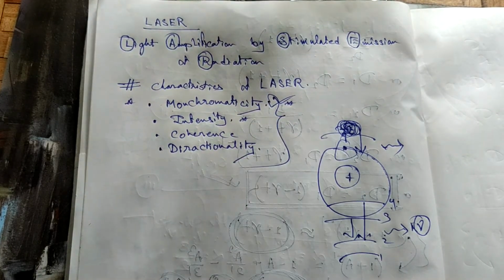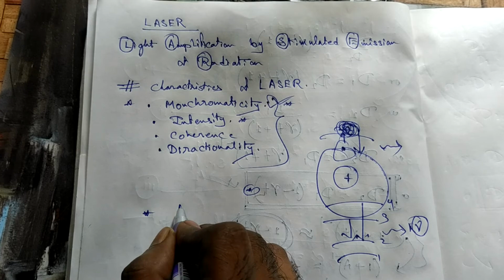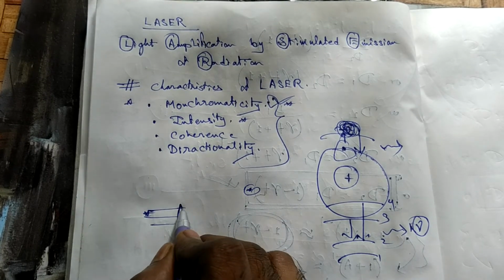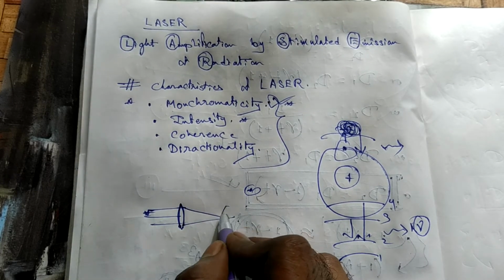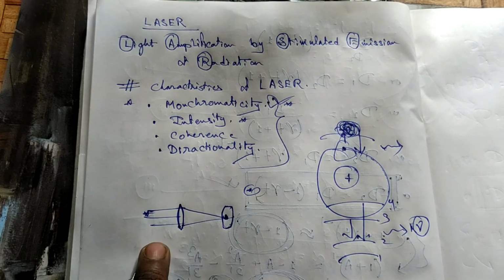The intensity: if you compare the laser beam with ordinary light, you can see that the intensity of the laser beam is much higher than the ordinary light. If you compare, the intensity of a 1 watt laser beam is much higher than a 10 watt ordinary beam. How is it possible? The laser beam is focused by a lens, giving tremendous intensity at the focal point. Suppose this is a source and we put a lens here, so all the light is concentrated at one point, in one small area. That's why the intensity of a laser beam is much higher than the ordinary beam.